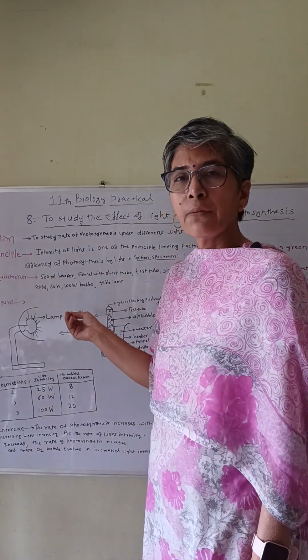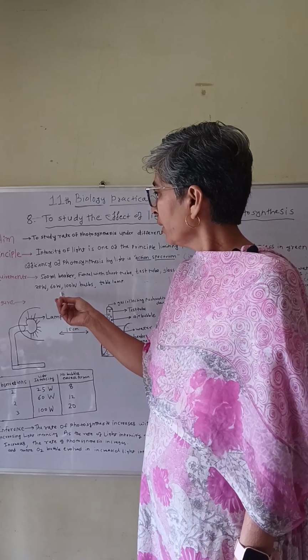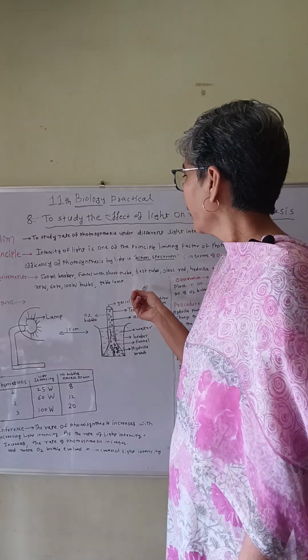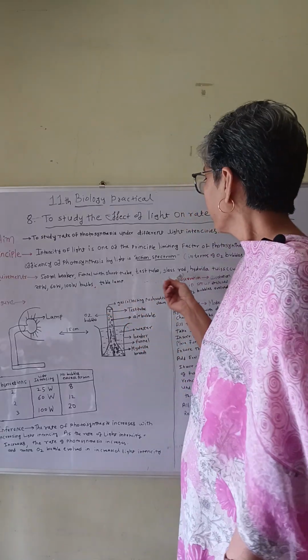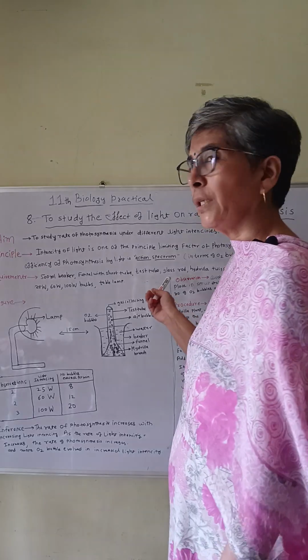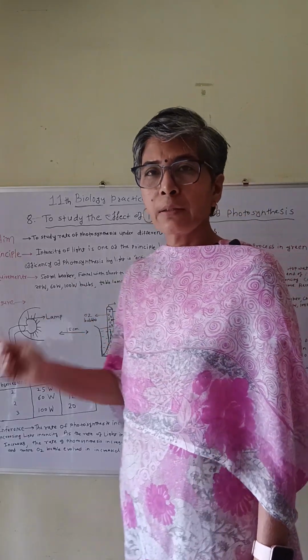Then the requirements for this photosynthesis practical are a 500 ml beaker, then a funnel which has a short tube, then a test tube, glass rod, and hydrilla plant.